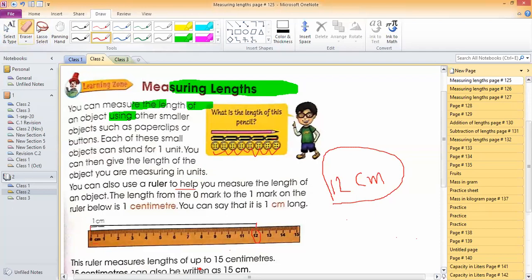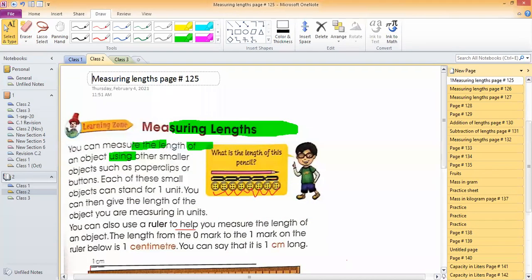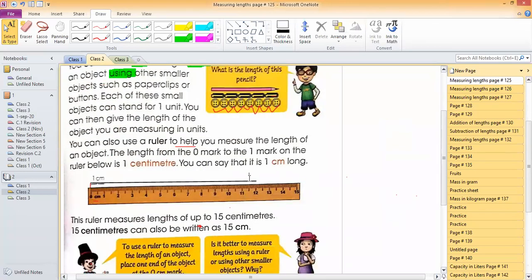Okay, now I'm going to change the length of this line and I will ask it again. Yes, guys. Now you have to tell me the length of this line. Check out the length of this line and tell me.